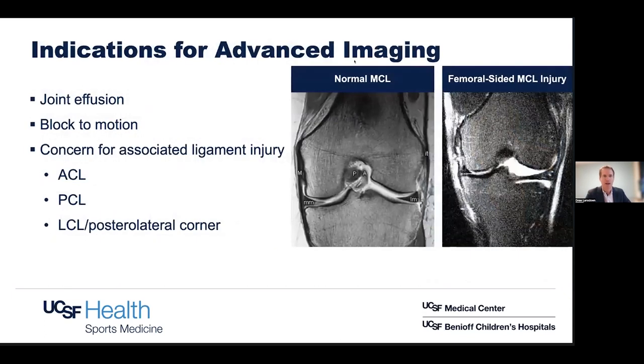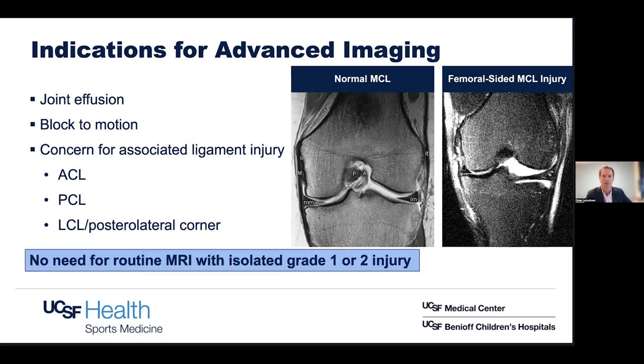Next slide. And so for when we need to get advanced imaging, for most MCL sprains, you don't need to get an MRI. It won't really change our management. However, if that patient has a joint effusion, any block to motion, or if they have that higher grade injury, if it's opening in extension, or you feel like their Lachman is concerning, potential for associated ligament injury, would definitely look towards advanced imaging and referral.